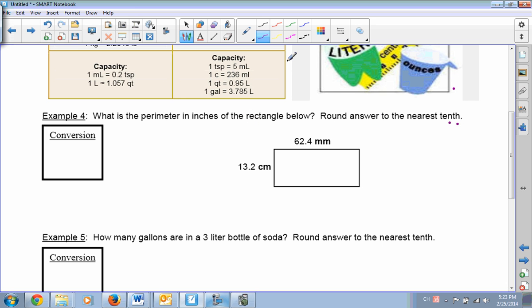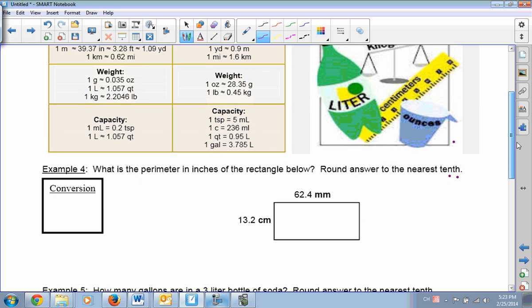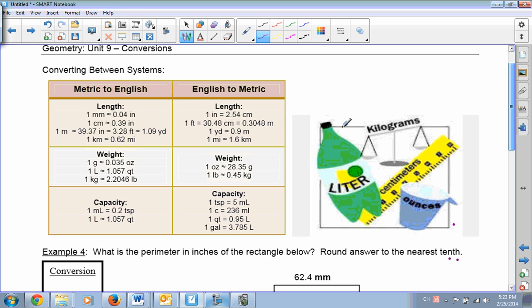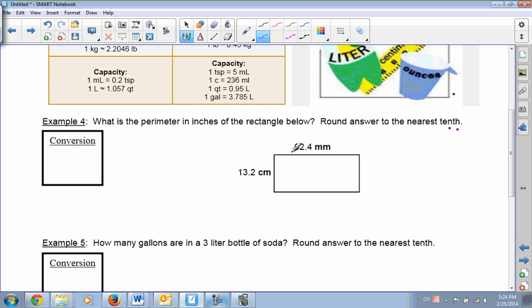Okay, so before we do that, we need to make sure that these are even in the same unit of measure. Right now, one's in centimeters, one's in millimeters. So let's go ahead and put them both, it doesn't matter if you put them both in centimeters or millimeters, because if you look up here in our table, we have 1 millimeter equals 0.04 inches, which is what we're trying to get to, and 1 centimeter equals 0.39 inches. So we can either go for millimeters or centimeters. So let's go ahead and change this one to a centimeter so it matches the width here.